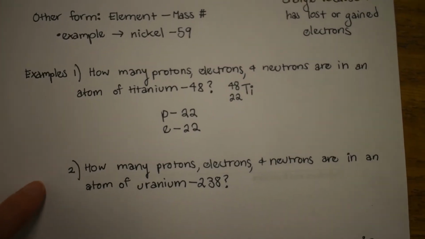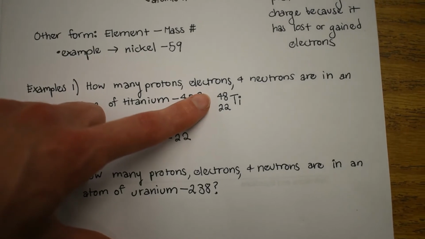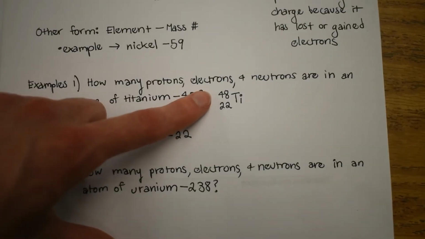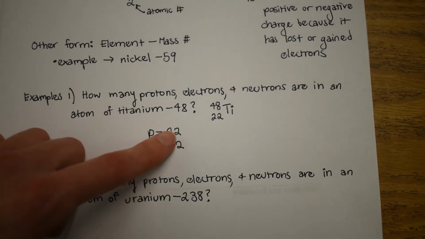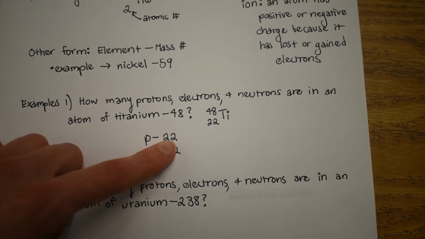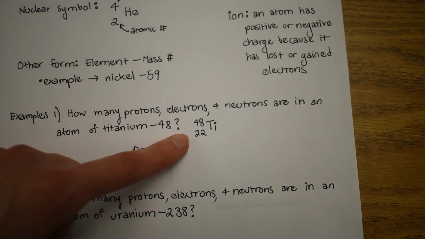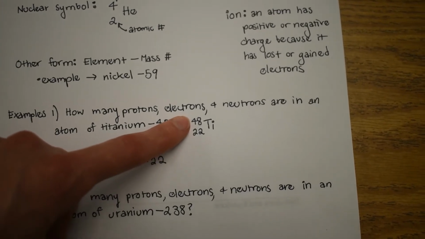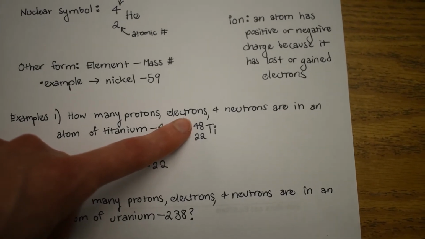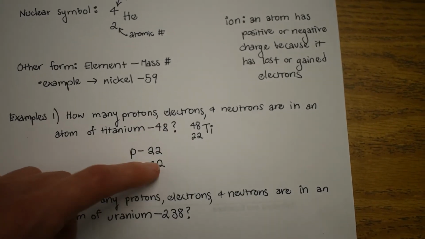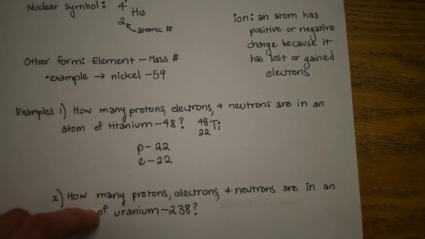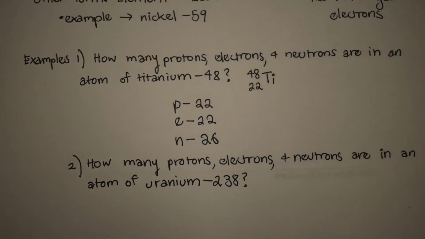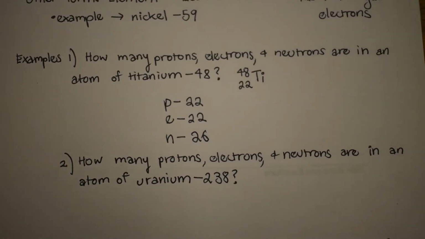Okay, so we got the number of protons and electrons. Now to find the neutrons, this 48 right here, this is not the number of neutrons. That's the number of protons plus neutrons. So if we know there's 22 protons and the total protons plus neutrons is 48, it should make sense that if we do 48 minus 22, we get the number of neutrons. So 48 minus 22 is going to be 26. So we have 26 neutrons.